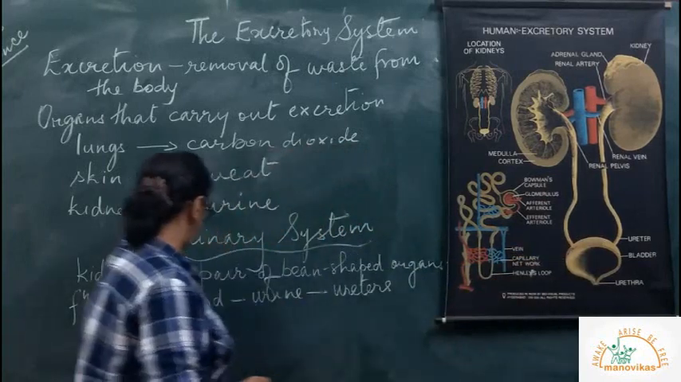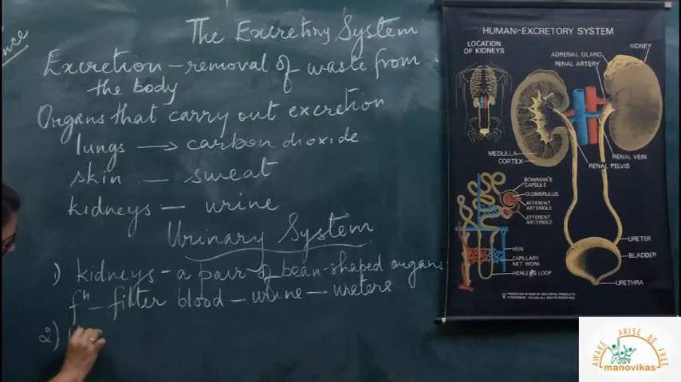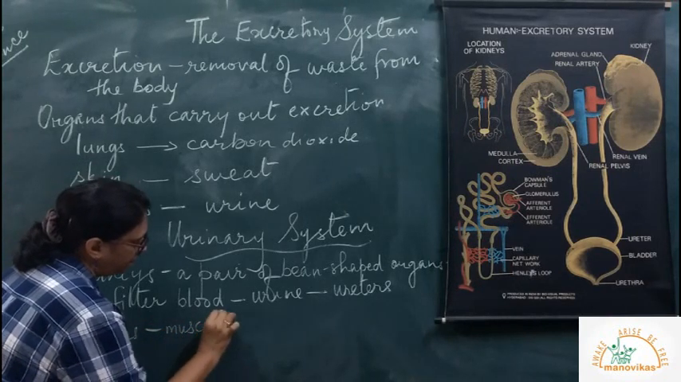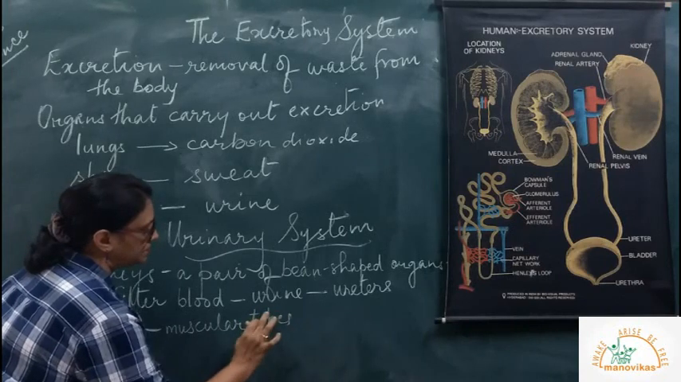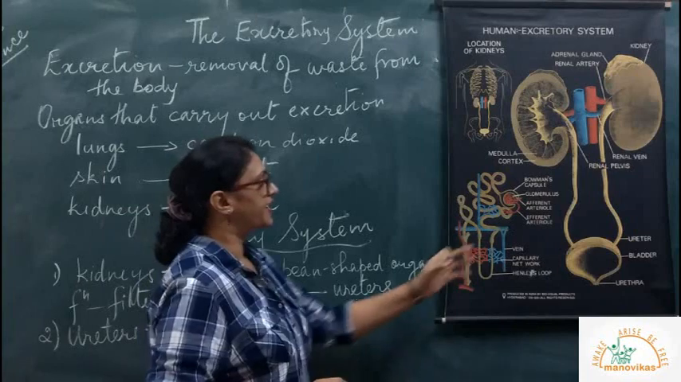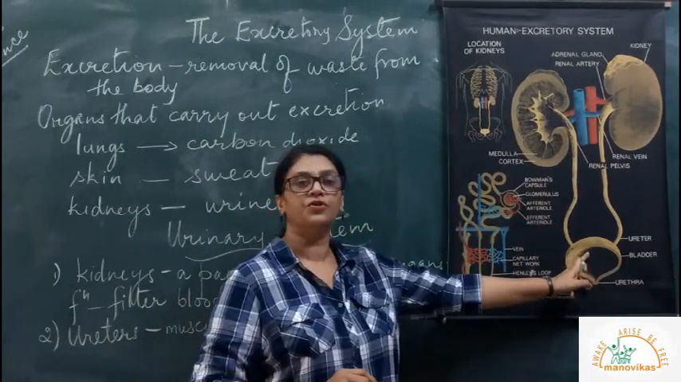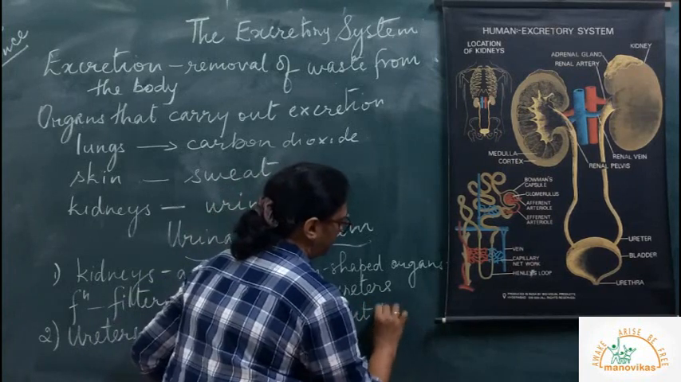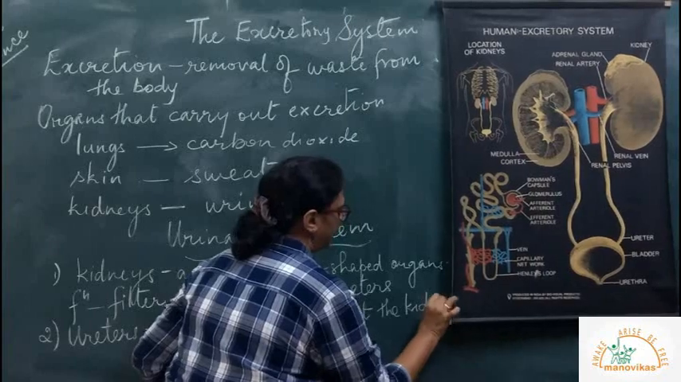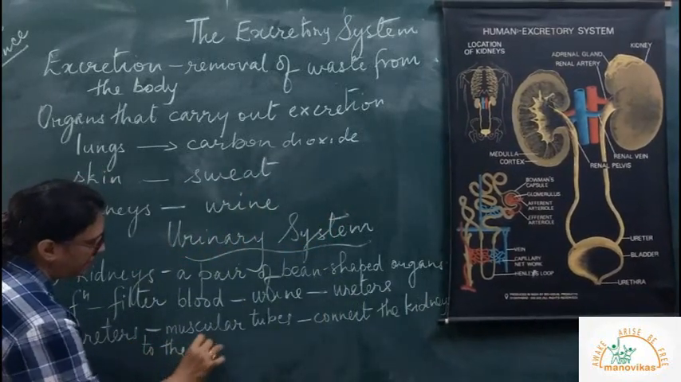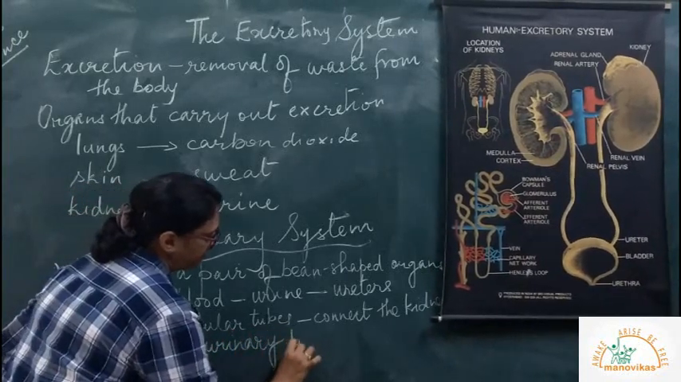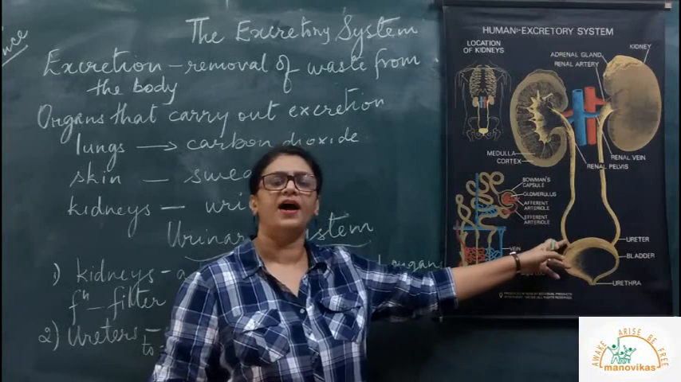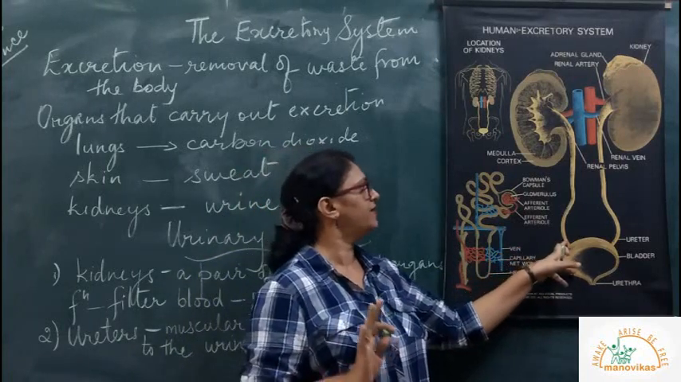Now, what are these ureters? They are muscular tubes that connect the kidney to the urinary bladder. Now, what is the length of these tubes? They are 25 to 30 centimeters long in an adult.